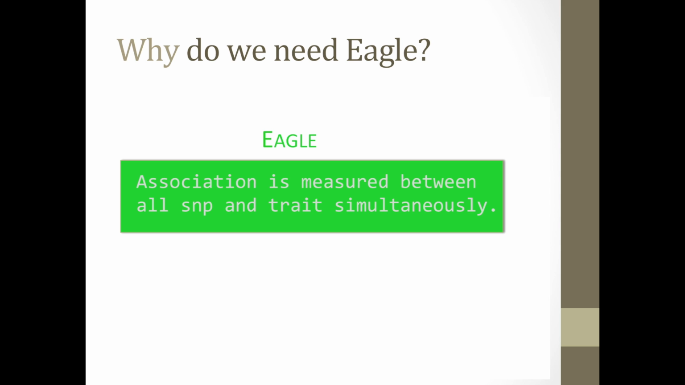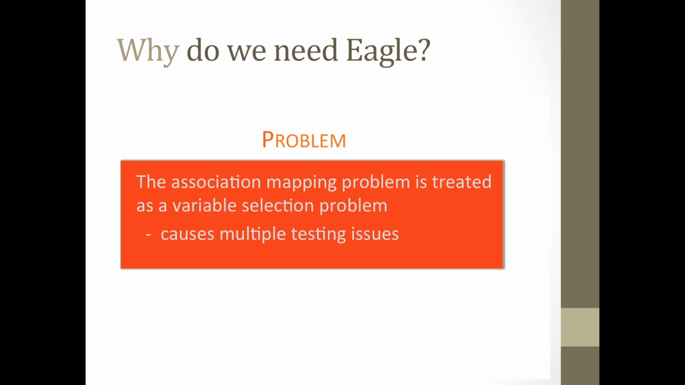So with Eagle, what we do is we actually look at the association between all the SNPs and trait, and we do that simultaneously within our modelling framework. Another issue with standard approaches for analysing GWAS data is that we are treating it as a variable selection problem. So what I mean by that is, each SNP is a potential variable that we have to work out how important it is sitting within the model.